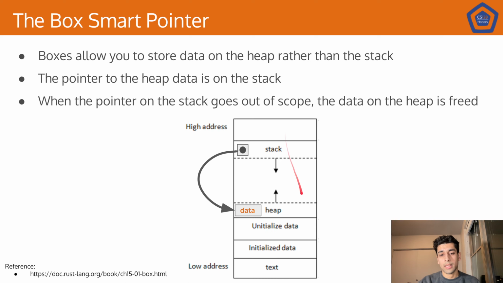So what does that look like? When we initialize a new box, we have this box here. It contains a little pointer, this memory address. That memory address is located somewhere in your heap. So we have some data, it's put on the heap, and we have a pointer to that data.